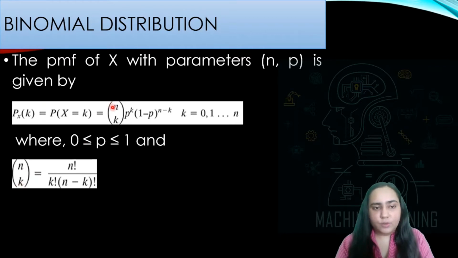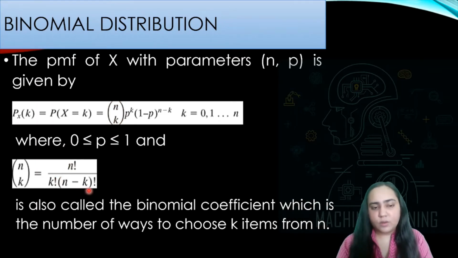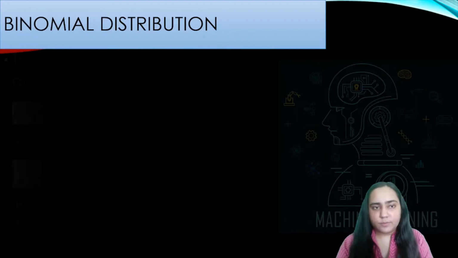And if you want to know what nCk is, that is n factorial divided by k factorial times (n minus k) factorial. This is also called the binomial coefficient, which is the number of ways to choose k items from n. So this is the equation for nCk, which is n combinations of k, the number of ways to choose k items from n different items.